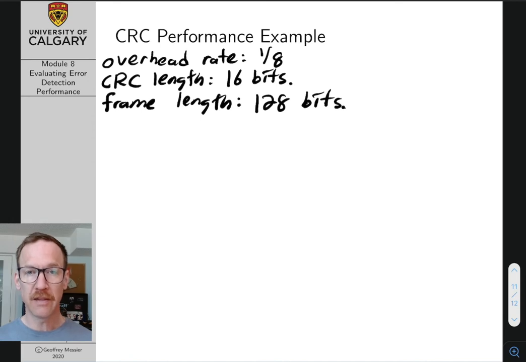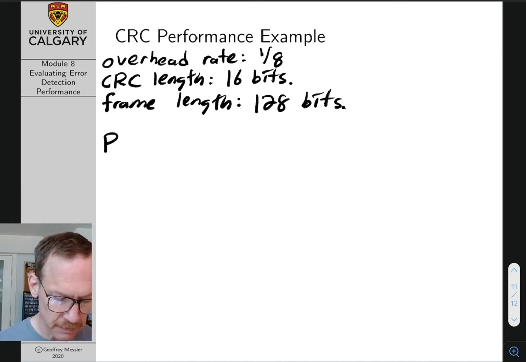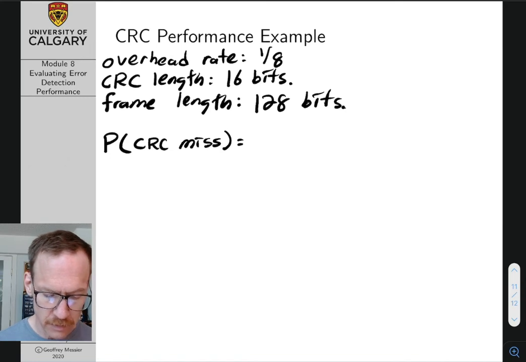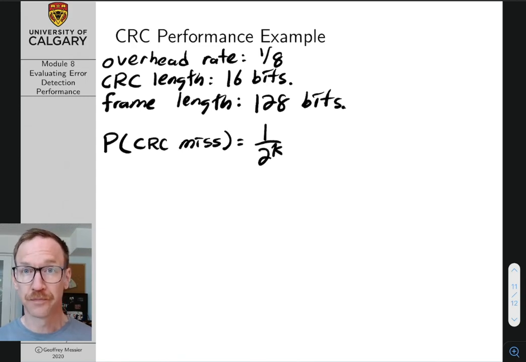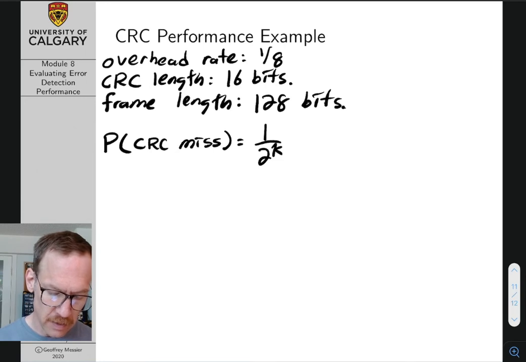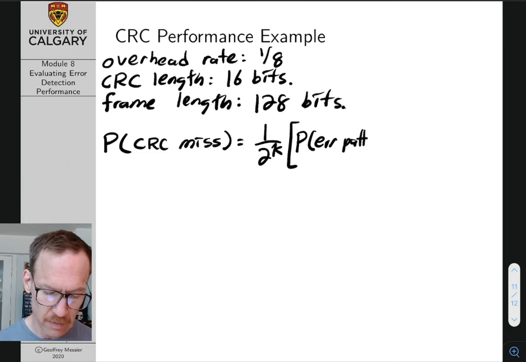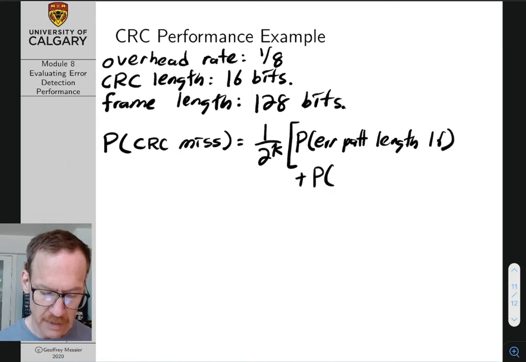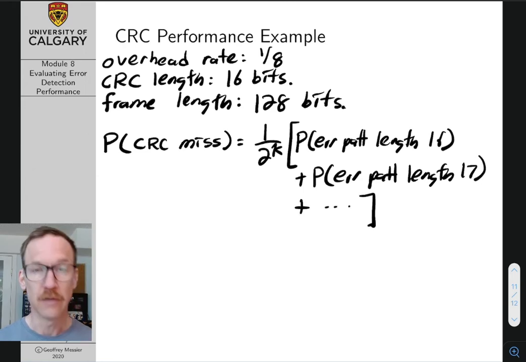Now, we've seen in the previous slide that the probability of a CRC miss is equal to 1 over 2 to the k, where in this case, k is equal to 16, times the probability of an error pattern of length 16 plus the probability of an error pattern of length 17, and so on. And so that's the general form of the equation.